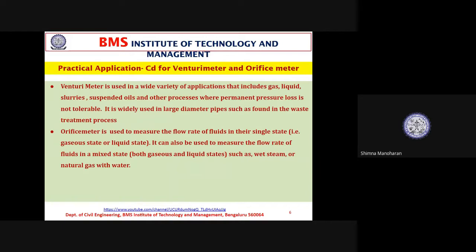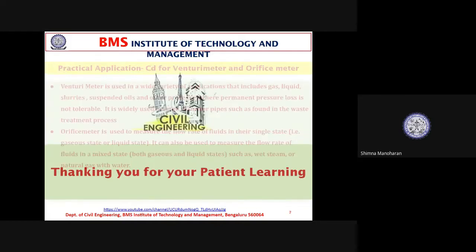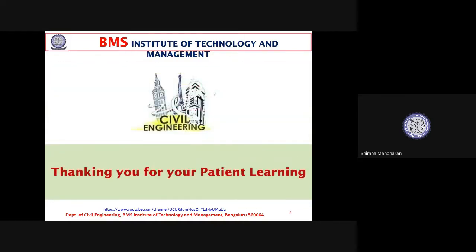An orifice meter is usually used to measure the flow rate of fluid in a single state. That is, it can be either in gaseous state or in liquid state. Also, it can be used to measure flow rate in a mixed state. That is nothing but wet steam or natural gas with water. So with this, we will end the concept for venturimeter and orifice meter. You can keep watching.